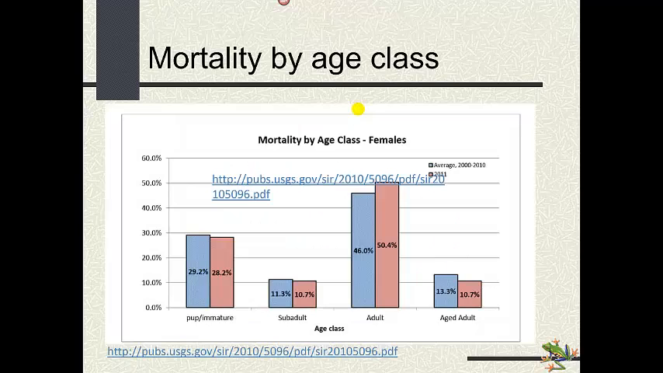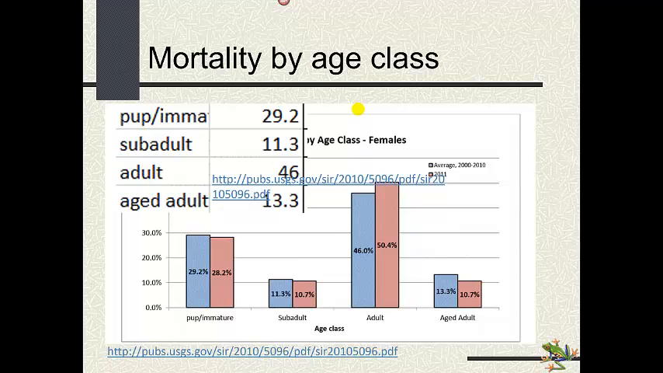Let's go back for a minute to the graph of survivorship by age class. We can graph that in another way, called a survivorship curve. For this, I take the data from the 2000-2010 averages and I plot them into Excel. But that was mortality, and I want to plot survivorship. So I start with 100% that are born and subtract the 29.2% that die as pups. So 71% survive to being sub-adult and so forth.